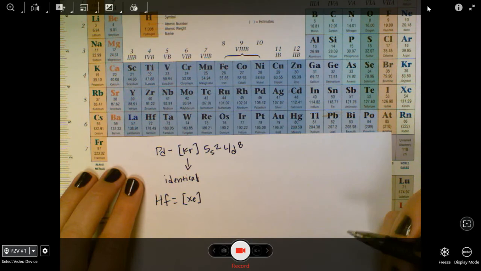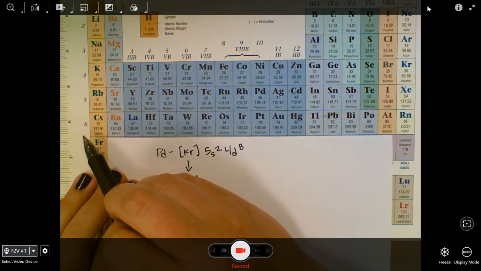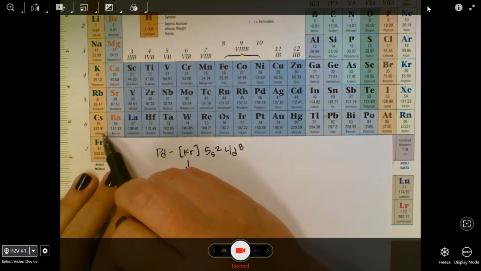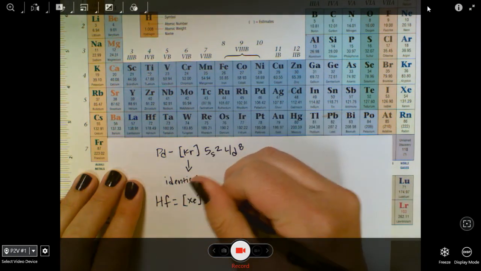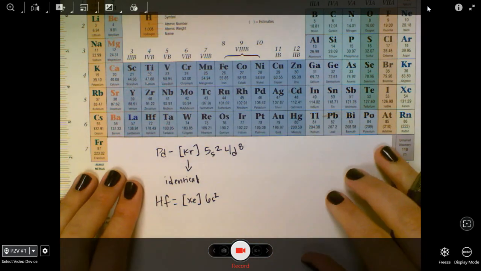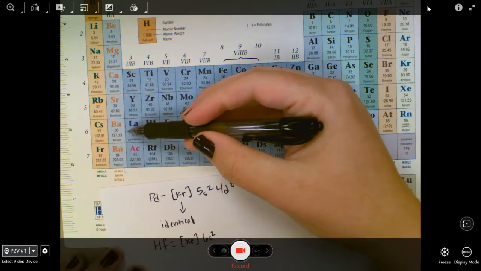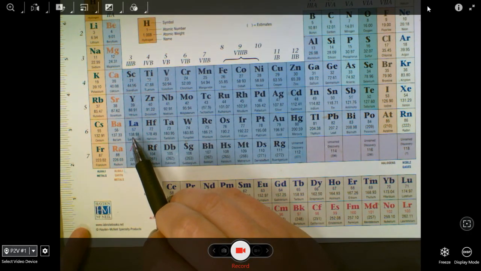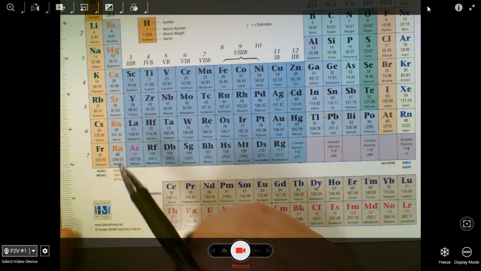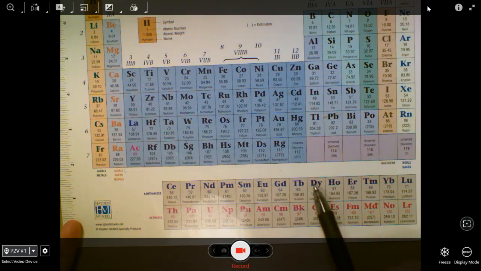Then I'm going to continue on with my journey across the periodic table into the 6s shell. I need to go all the way through the 6s shell to get to Hf, so I'm going to write 6s2, because I go through both boxes. However, there is some funny business that happens here. If you notice, the atomic number goes from 57 all of a sudden to 72, and that's because there is a detour that happens down here.